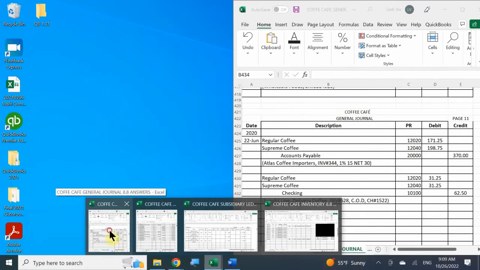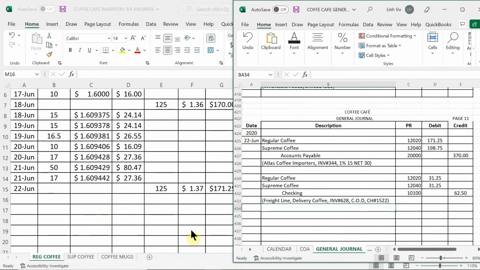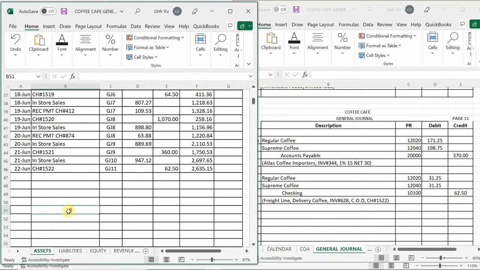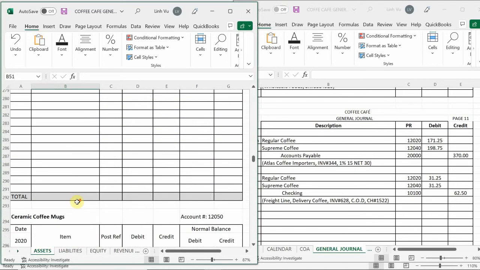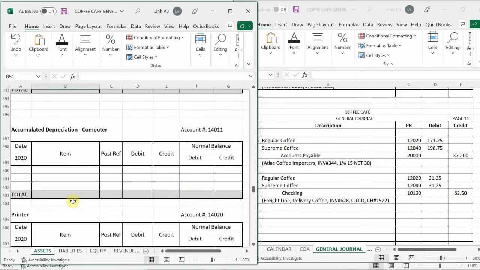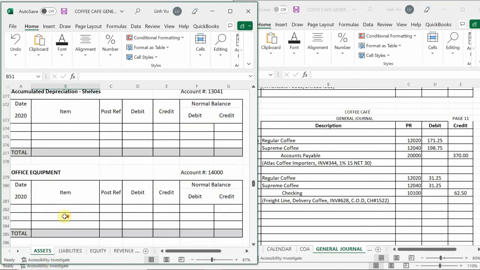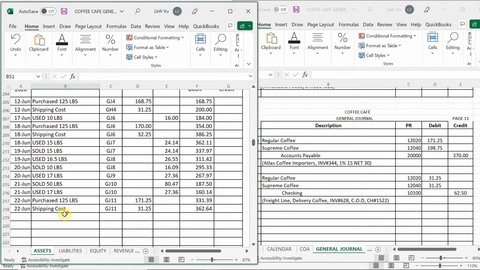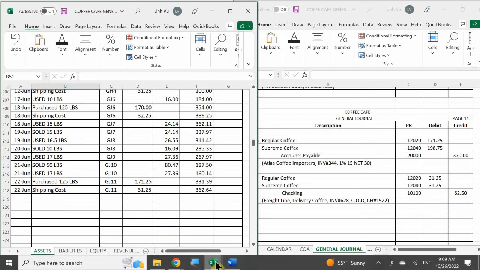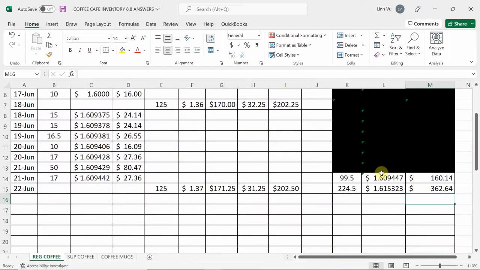And we know this because we have it in our inventory worksheet, right? I'm sorry, we have it in our ledger, right? Oops, that's liabilities, assets. Okay, 362.64. So I'm going to do my calculations automatically, so that should give you 1.615323.